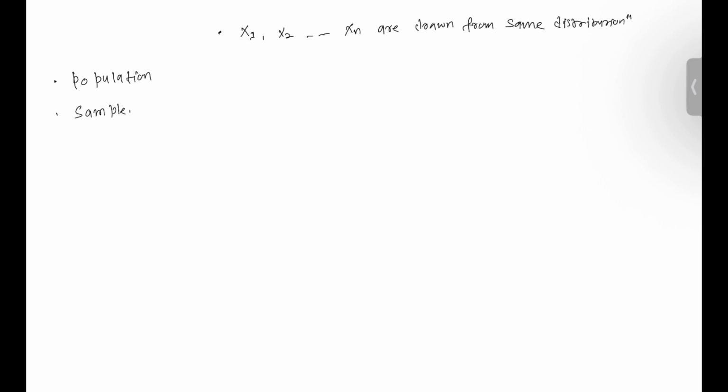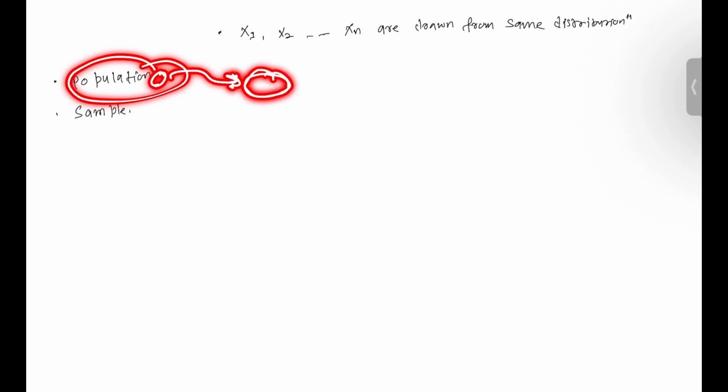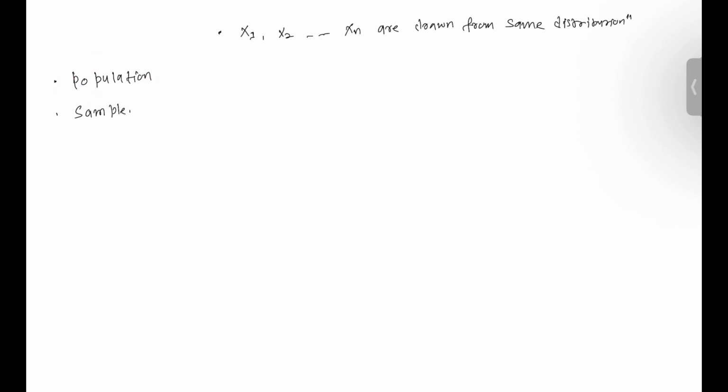So in order to study this population, we take a sample out of it. When I say take a sample, I mean we pick a few items from a large group, that is, a small subset, and we try to analyze this sample. In mathematical terms, taking a sample from a population is the same as saying that we are taking random variables x1, x2, xn from a distribution.